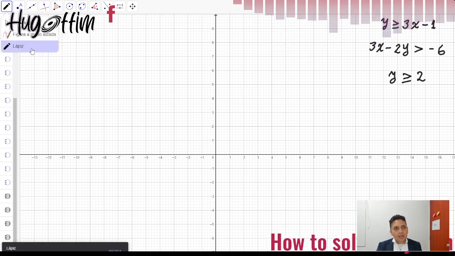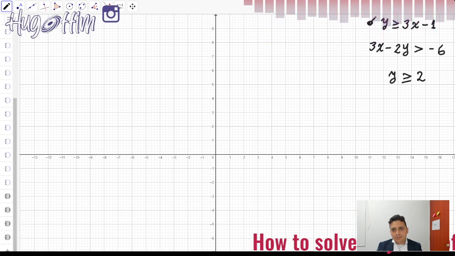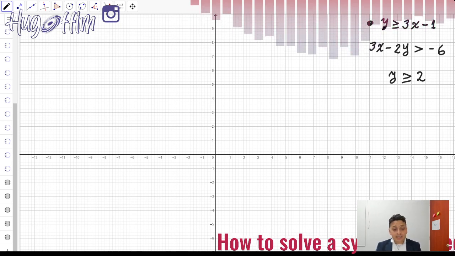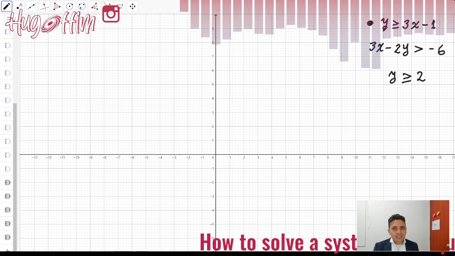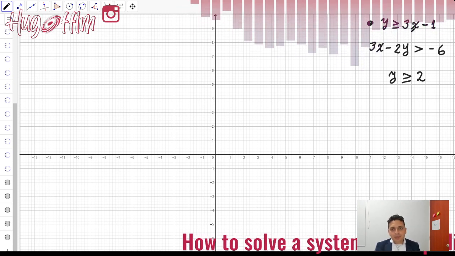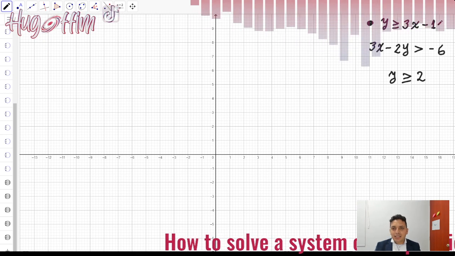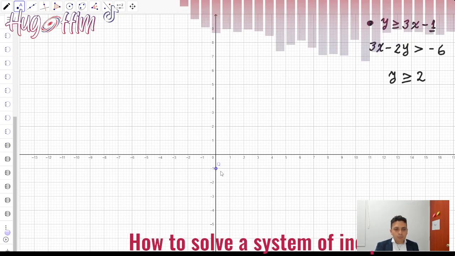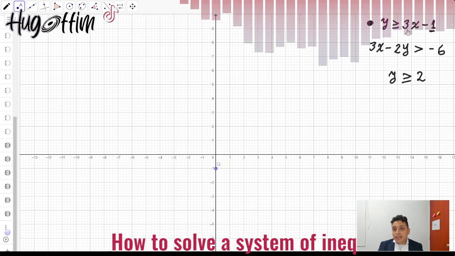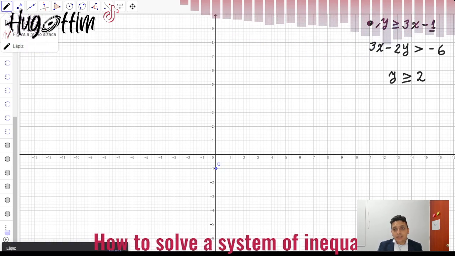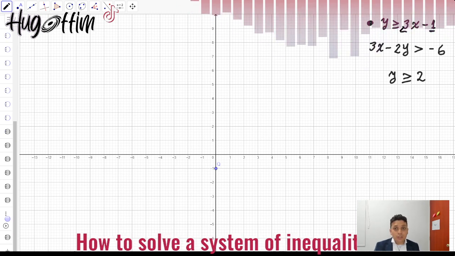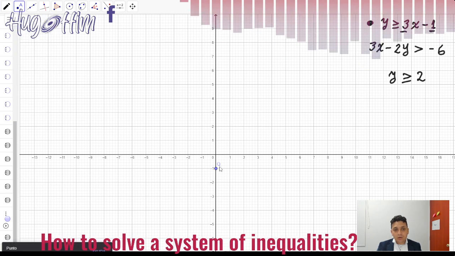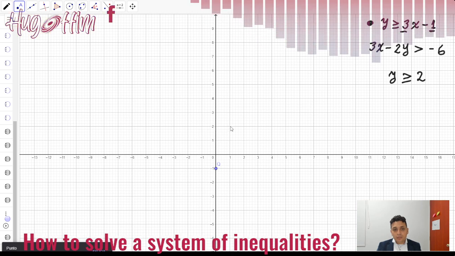Let me start with the first inequality, y greater than or equal to 3x minus 1. To graph this inequality, you need to graph the line first. Remember that this line is 3x minus 1, so the y-intercept is negative 1. So I'm going to put a point on (0, negative 1). That will be the first point. And the gradient of this line is 3. Remember that this means rise over run. It rises 3 when it runs 1. So the second point will be here: I rise 3, 1, 2, 3, and run 1. So this is the second point.